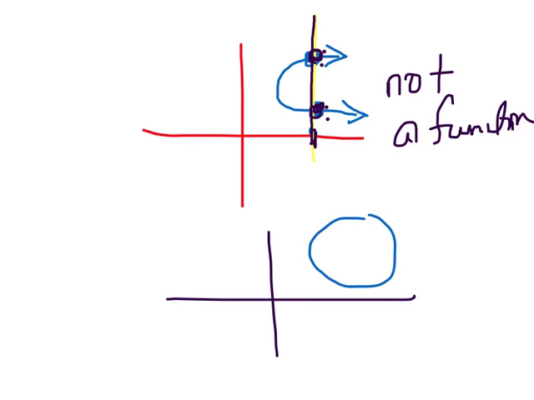So if I were to do a vertical line, it's called the vertical line test. How many points did I hit on that circle? 2. Just because I hit 2, that makes it not a function.